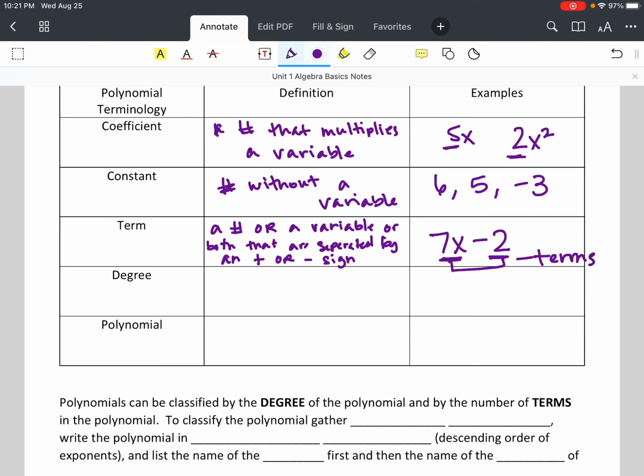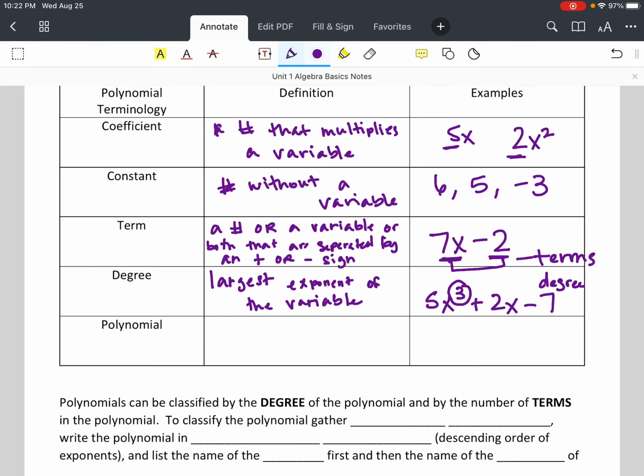The degree is the largest exponent of the variable. If I were to have 5x to the third plus 2x minus 7, the largest number of the exponent would be a 3, meaning the degree would be 3.